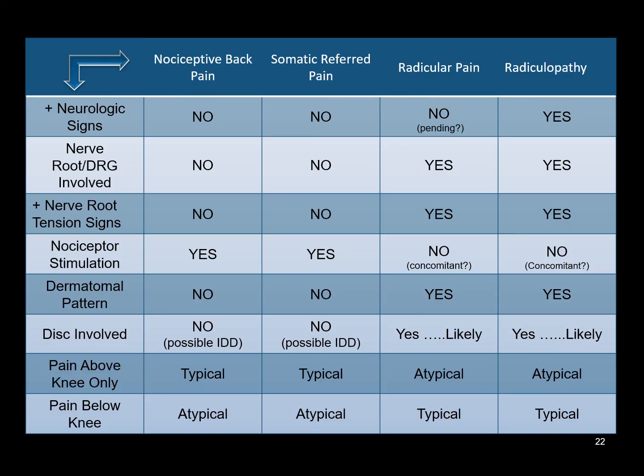So here's a really cool chart. Certainly not going to go over every last aspect of it, but it goes over all four. Right? Your nociceptive back pain, your somatic referred pain, your radicular pain, and then radiculopathy. And then, does it have neurologic signs? Is the nerve root involved? Nerve root tension signs, we'll discuss those later. Those straight leg raiser is the mother of all of those. Nociceptors stimulated, dermatomal pattern, is the disc involved, pain above the knee, pain below the knee, right? So anyway, you can use that chart for your benefit to try and help you with your diagnostic skills.